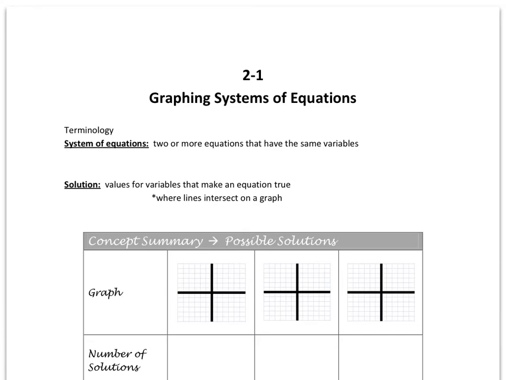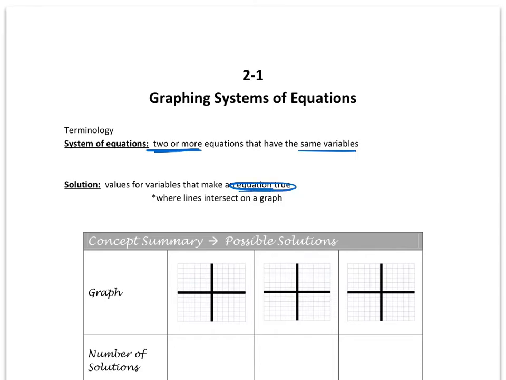Unit 2, Lesson 2.1, Graphing Systems of Equations. A system, to make something a system, you have to have two or more equations that have the same variables. And everything we'll do will have the same variables, which in our equations are mainly x and y. A solution to a system of equations are values that make the equations true.